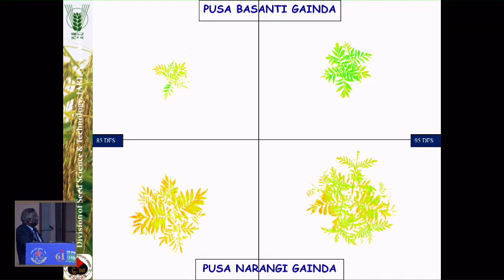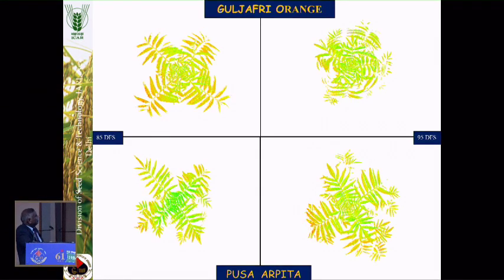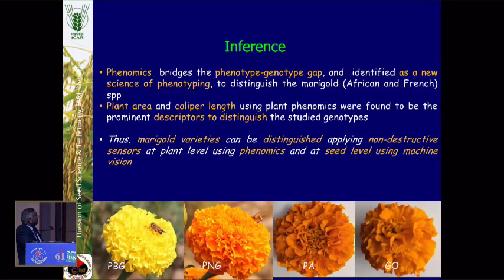To distinguish these varieties, these are the top views amongst the African type. These are the views amongst the Guljafri Orange. Phenomics bridges the phenotype-genotype gaps and is identified as a new science of phenotyping to distinguish the marigold genotypes. The plant area and the caliper length were found to be the better descriptors to distinguish the studied genotypes.